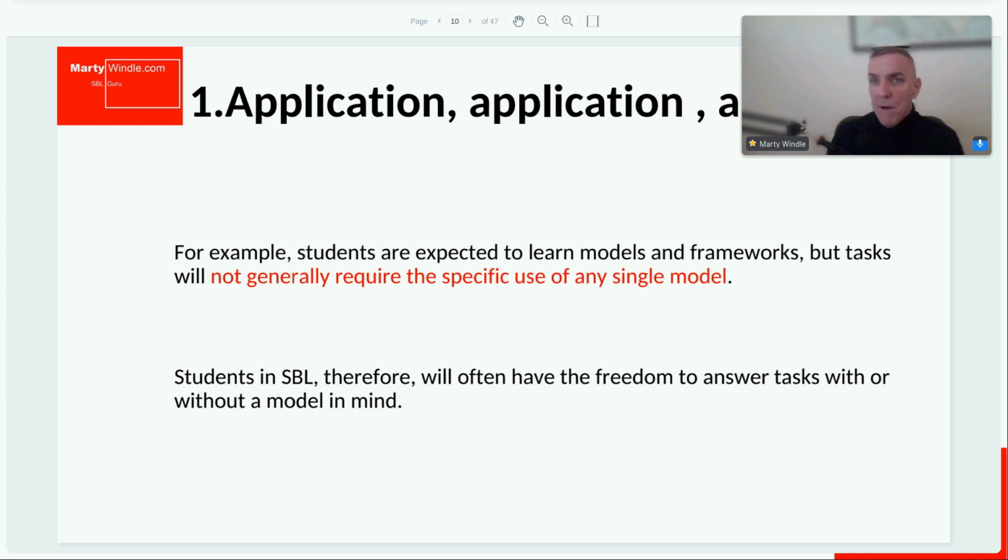Generally, what I want you to think about for the SBL exam is that for each paragraph you're targeting 2 marks. That's what you've got to try and achieve in the exam, 2 marks per paragraph. So for a 10-mark question, your target is to write 5 paragraphs.